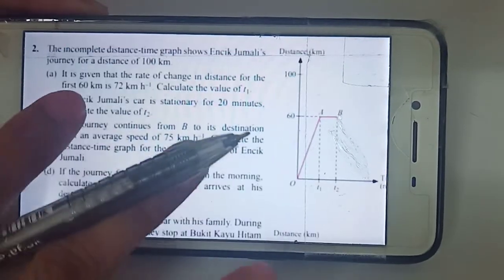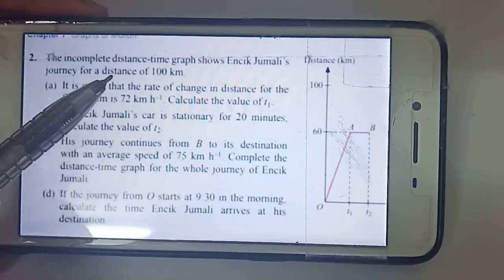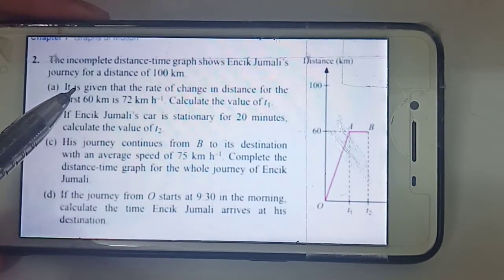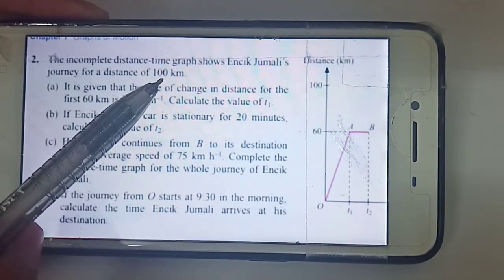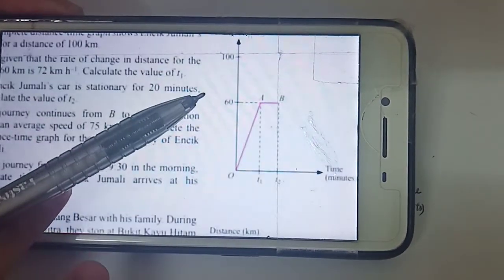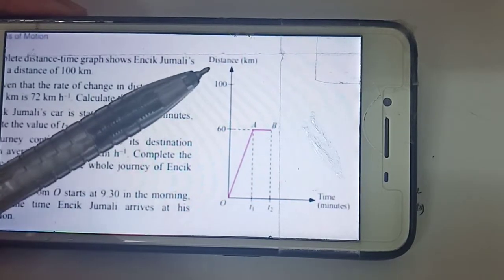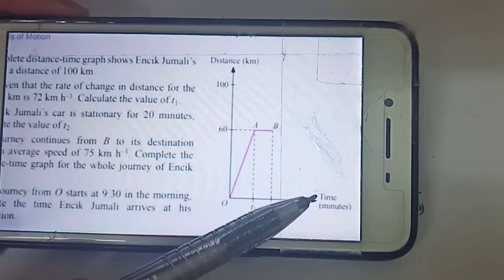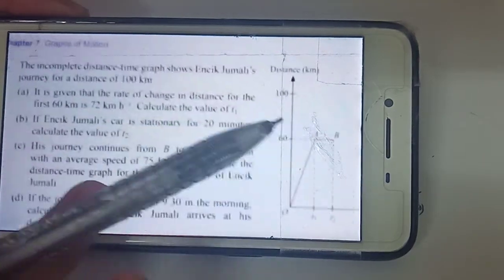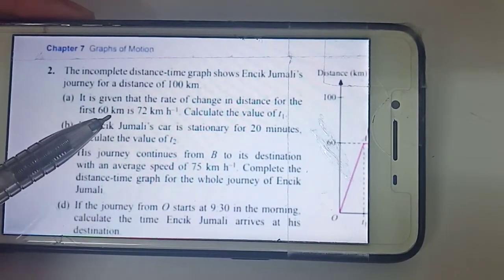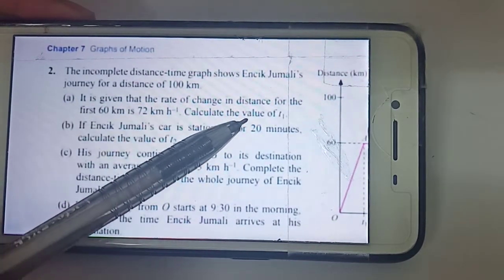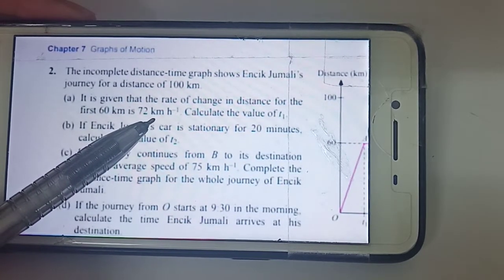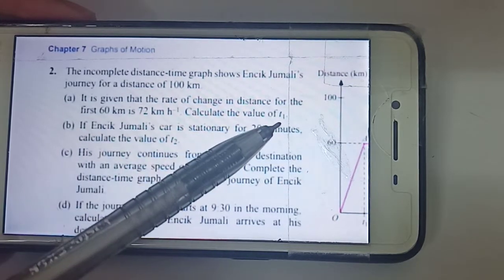So question number 2 here: the incomplete distance-time graph shows Encik Jumali's journey for a distance of 100 kilometer. So this is the graph. We have distance in kilometer and time in minutes. It is given that the rate of change in distance for the first 60 kilometers is 72 kilometer per hour. Calculate the value of T1.